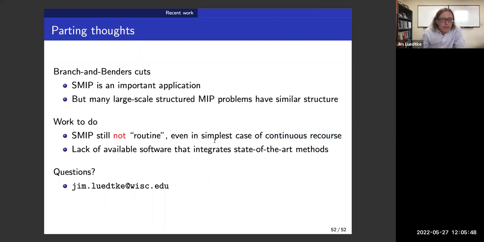Another key challenge here is that there's lots of nice work doing lots of different things, but it's not incorporated into standard software packages. And so I think that's a limitation on the adoption of these approaches.